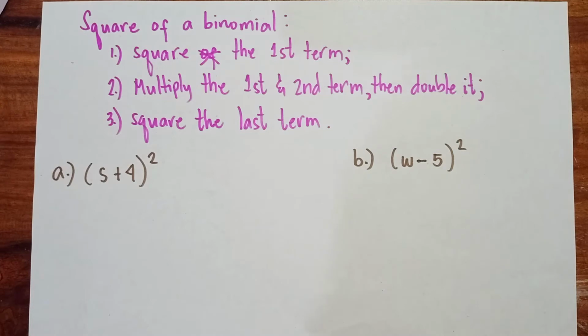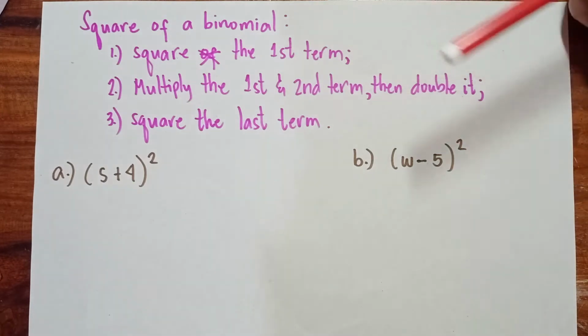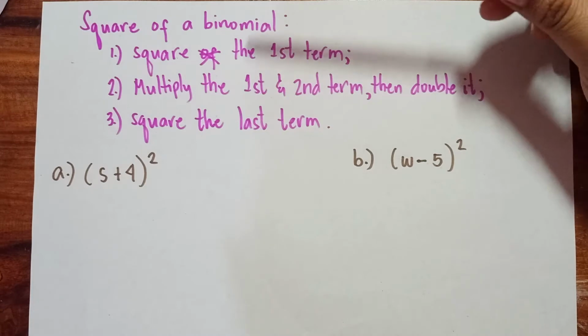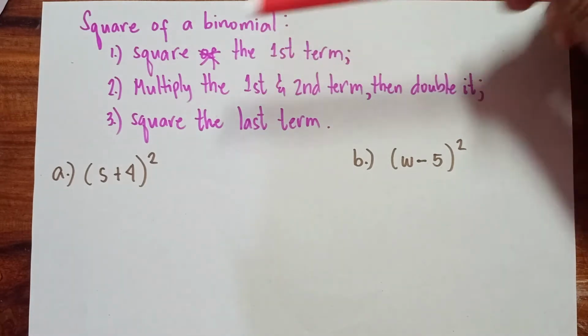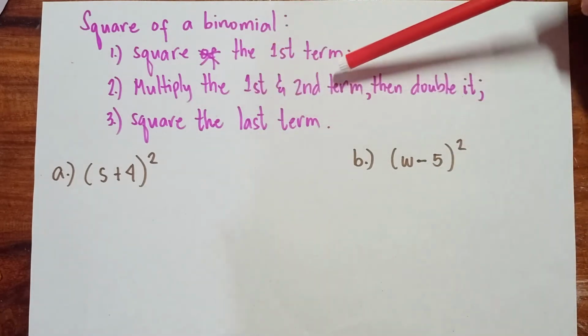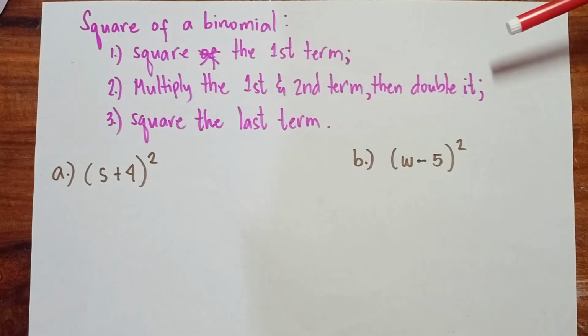Okay, first I will discuss how to perform a square of a binomial. So we have here the steps on how to evaluate a square of a binomial. First, we are going to square the first term. Second, we multiply the first and the second term, then we double the answer or the product. Then the third is we are going to square the last term.